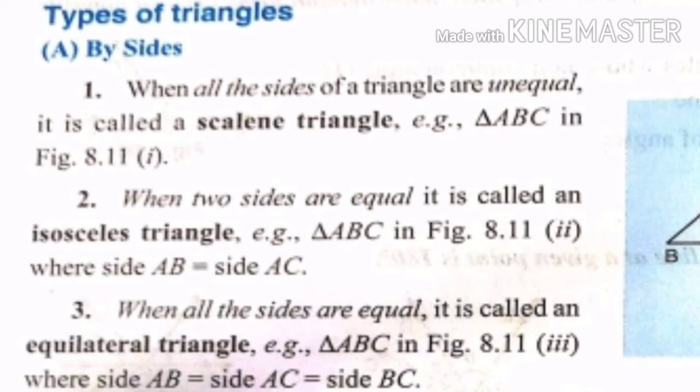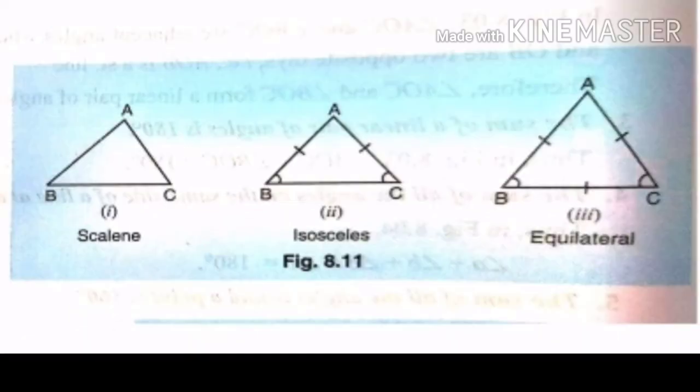Then when all the sides are equal, it is called an equilateral triangle. In a triangle, if three of the sides are equal, we can say it is an equilateral triangle. So you have to remember now the types of triangles by sides. Three types: scalene triangle, isosceles triangle, and equilateral triangle.